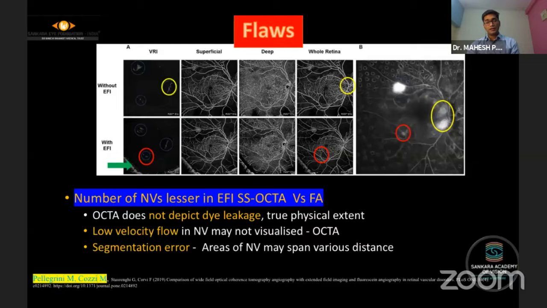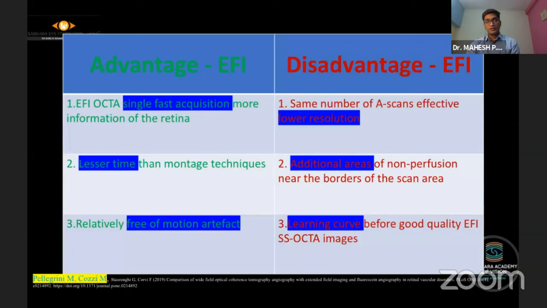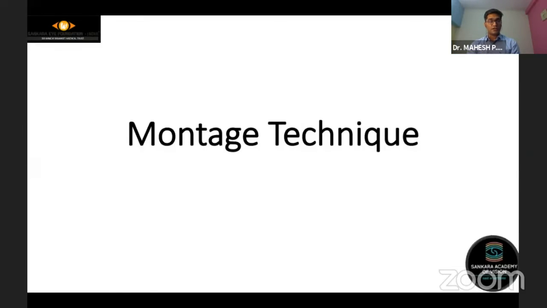Other effects: it actually underestimates the neovascularization, one by not depicting the dye leakages, and low flow velocities are not detected if the neovascularization does not have the flow, and segmentation errors can be there. So the advantage of EFI is single fast acquisition, lesser time, free of motion artifacts. But yes, the disadvantage is lower resolution, additional areas of the periphery which are covered give overestimation, and a learning curve.